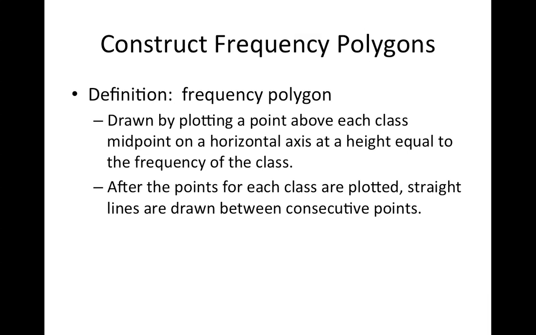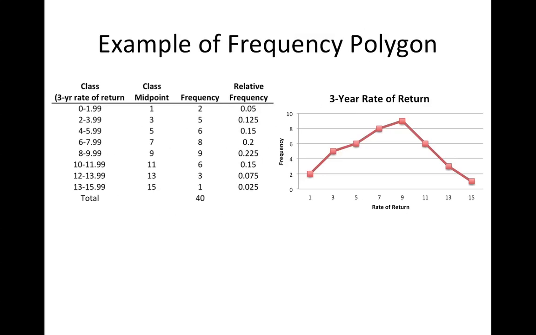After the points for each class are plotted, we draw a straight line between the consecutive points. And again, Microsoft Excel has a chart type exactly for this, and we'll show you more about that in class. Here's an example of a frequency polygon here on the right. You can see here we've got a 3-year rate of return, and our class midpoints correspond to our class midpoints over here on the corresponding table. And the frequency height also corresponds to the chart frequency.